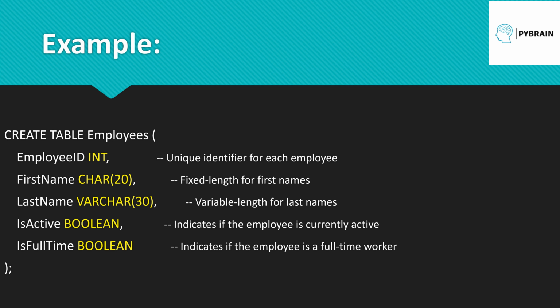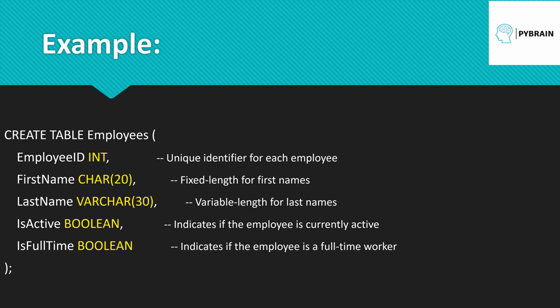For example, if the name is John, it will still reserve space for 20 characters. 3. Last name, VARCHAR, 30. This column stores the last name of the employee. It is a variable length string, which means it only uses the space needed for the actual length of the name, up to 30 characters.